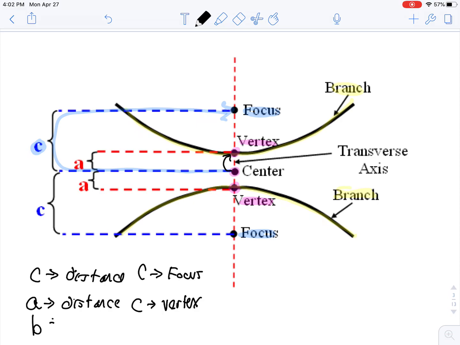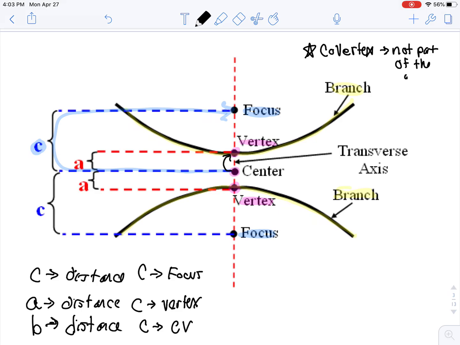And what we haven't shown on this picture here is the B value. Technically, in a hyperbola, the B value is used, and just like in ellipses, the B value takes us from the center to the covertex. Although you'll notice that there's no covertex actually graphed on this picture. That's because the covertex, although we will talk about it, and it is part of the equation a little bit, is not actually part of the graph itself. And that's why you'll notice that there's no covertex marked on the graph.